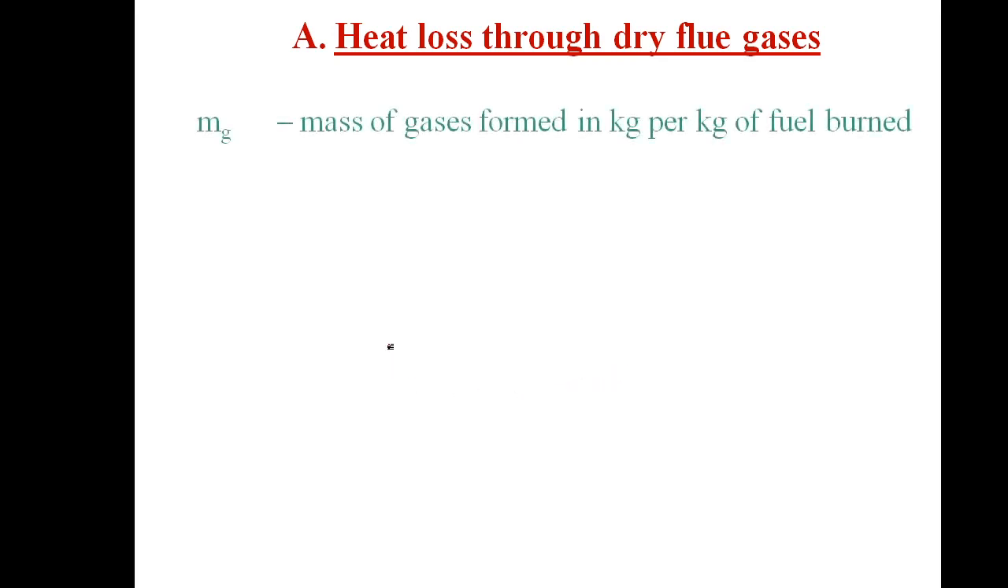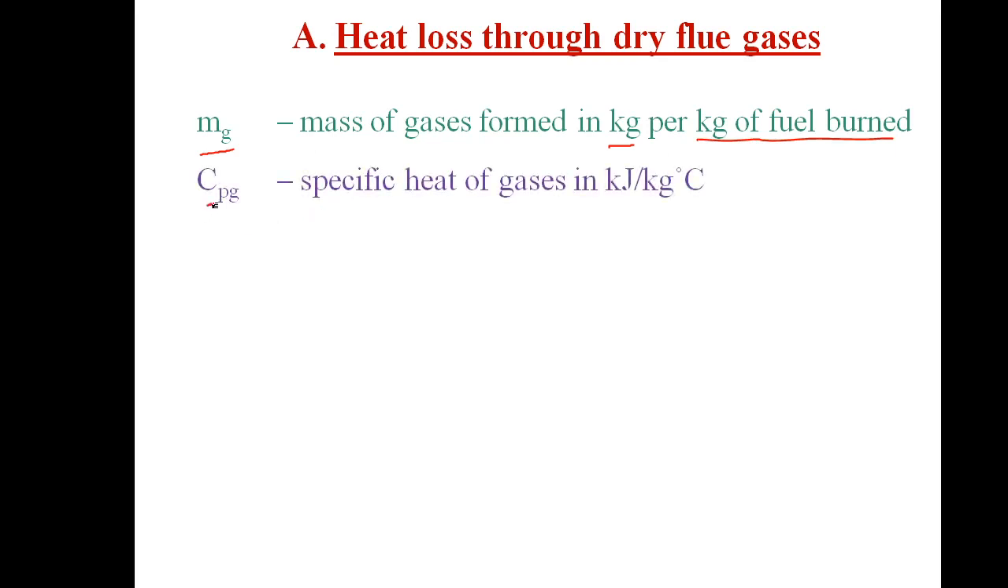So now we see this. For example, we burn 1 kg of fuel in the combustion chamber. When 1 kg of fuel is burned, then Mg kg of dry flue gases are formed. Mg is the mass of gases formed in kg per kg of fuel burned. Then Cpg is the specific heat of gases in kilojoules per kg degree Celsius. It is the specific heat at constant pressure of those hot gases. Then Tg is the temperature of gases which are discharged into the atmosphere.